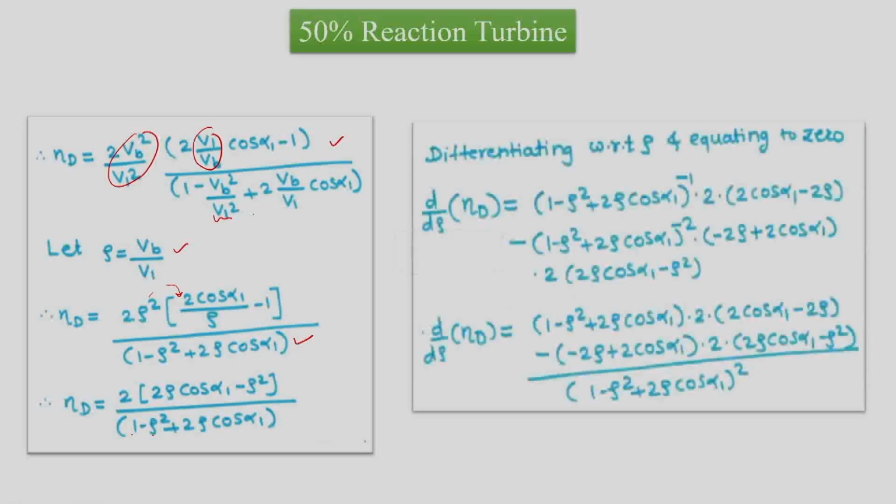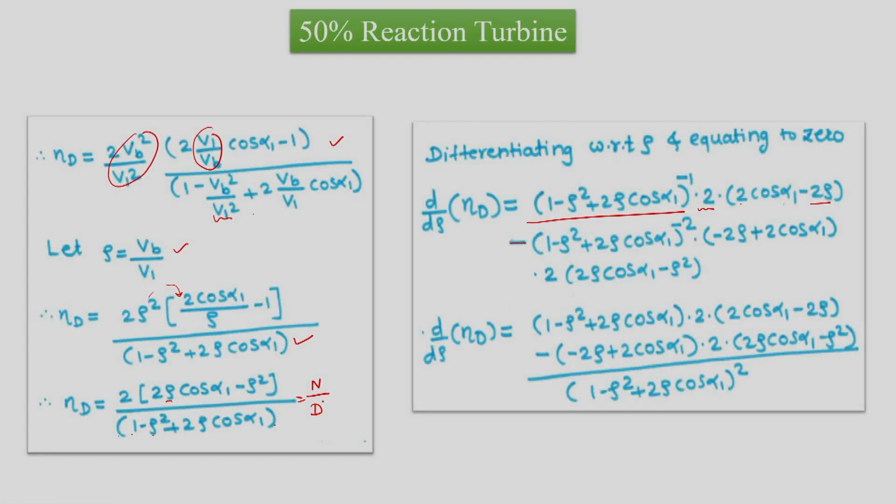We can differentiate this formula with respect to rho and equate it to 0. This differentiation is the same as the product or division rule of differentiation. So this term is the numerator divided by the denominator, so denominator raised to minus 1 as it is. So we have first the differentiation of the numerator. Two is a constant, and we are differentiating with respect to rho, so 2 cos alpha minus 2 rho.